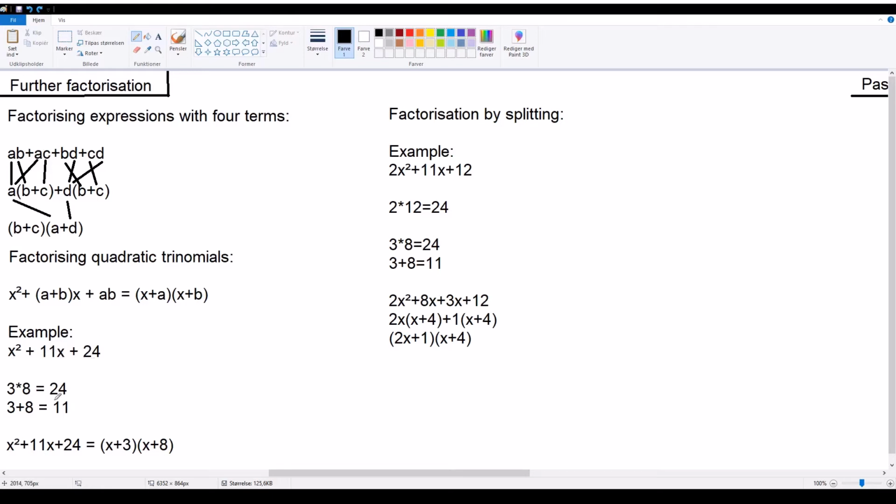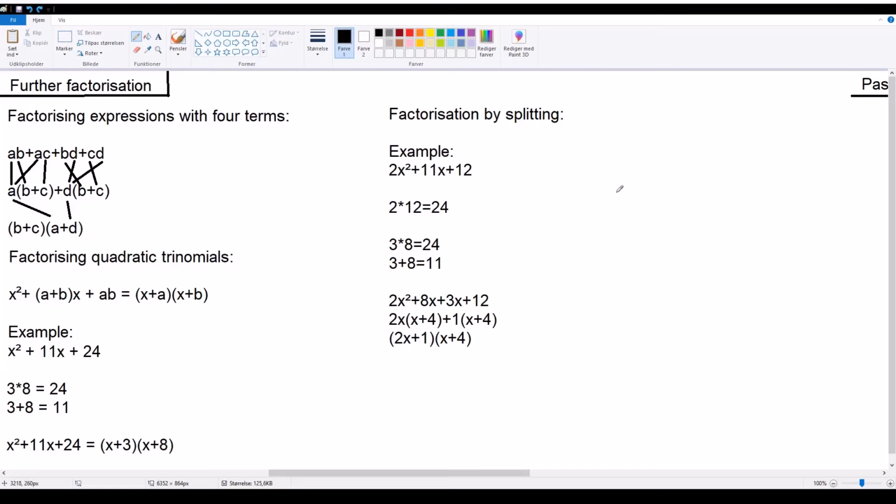You'll notice that 3 times 8 equals 24, and 3 plus 8 equals 11, which means that 3 must be either a or b, and 8 must be either a or b, which leads to it being equal to (x + 3)(x + 8).